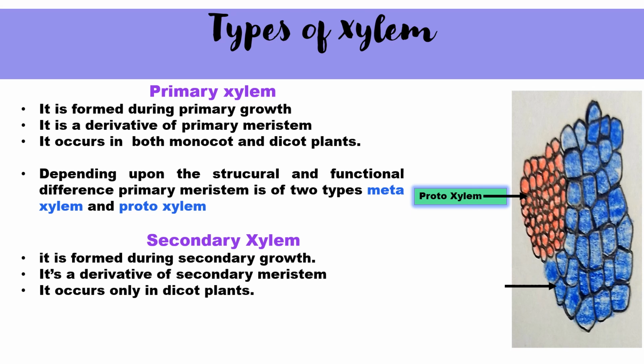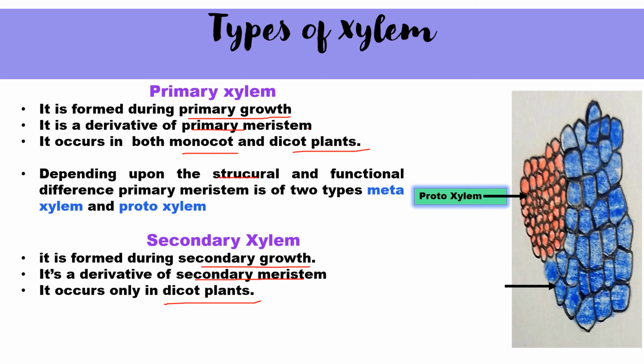Types of xylem. Depending on their origin, xylems are of two types, primary xylem and secondary xylem. Primary xylem are the xylems which originate from the primary meristem during primary growth, whereas secondary xylem originate from the secondary meristem during secondary growth. Primary xylem is found in both monocot and dicot plants, whereas secondary xylem is found only in dicot plants.